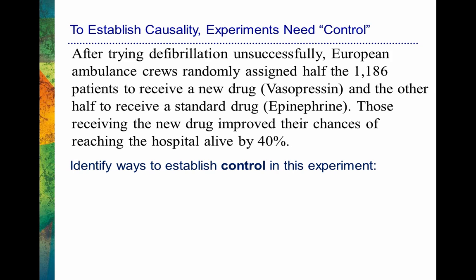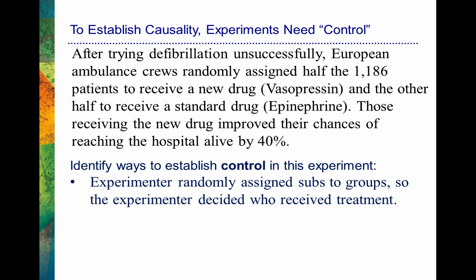So let's identify a couple ways in which we're really able to establish that control. One, as I just mentioned, the experimenter randomly assigned the subjects to the groups. So the experimenter decided who received the treatment. That's an amazing thing. Previously, in that other study, I did not determine who was smoking pot. And obviously that's why we can't do an experiment in that situation. It wouldn't be legal for me to randomly assign some people to smoke pot and other students not to smoke pot, and then at the end of the semester see if it affects your grades. I can't do that type of study.